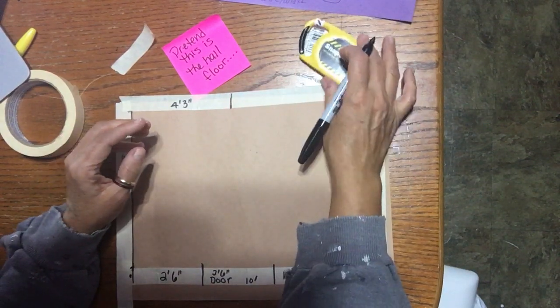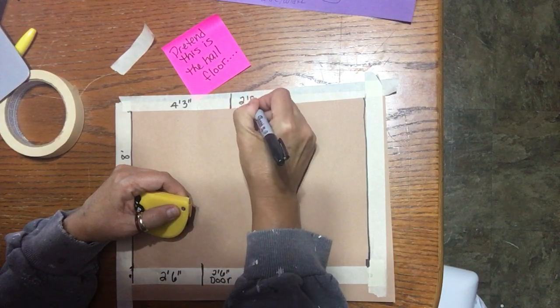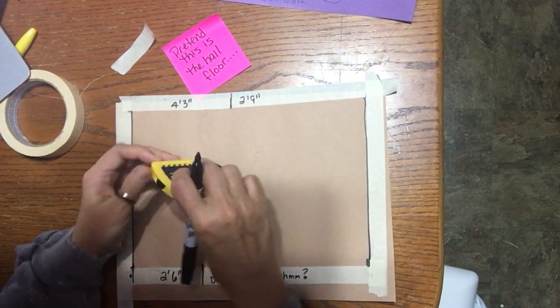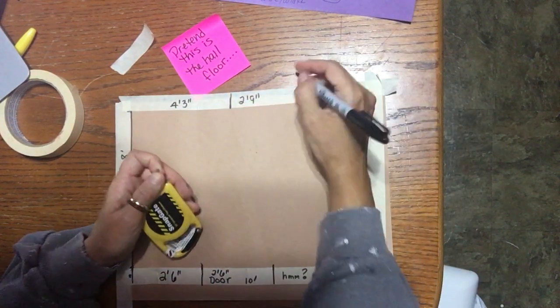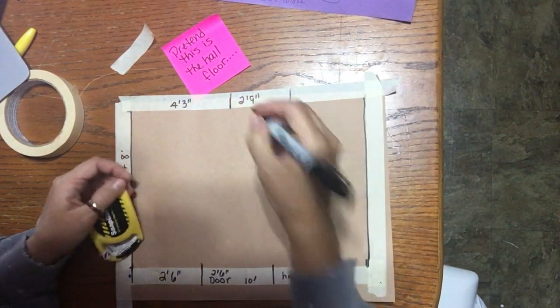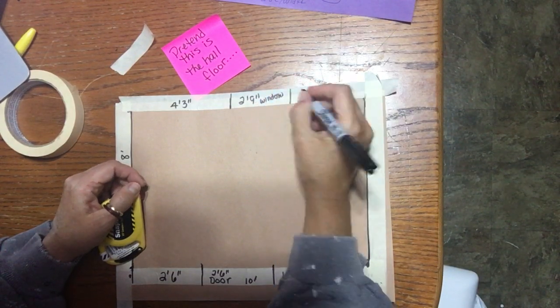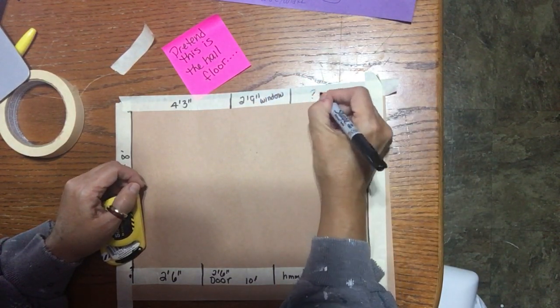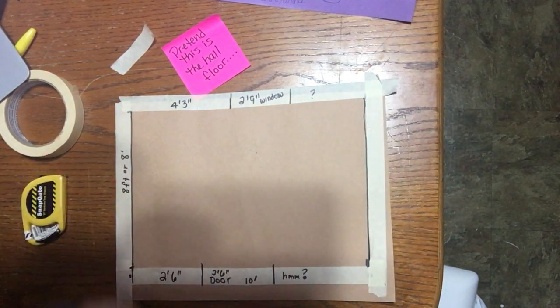And the window, how wide is it? It is 2 feet 9 inches. So you and your team will measure out 2 feet 9 inches. You'll make a mark. And I want you to label this window. And again, what is this measurement? That's what I want to know.